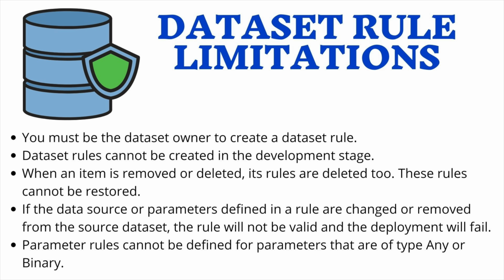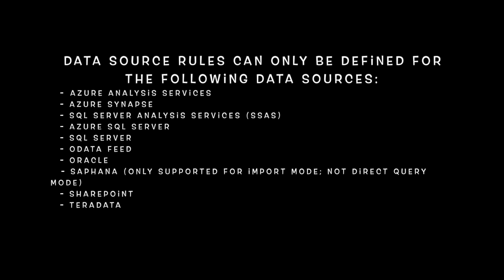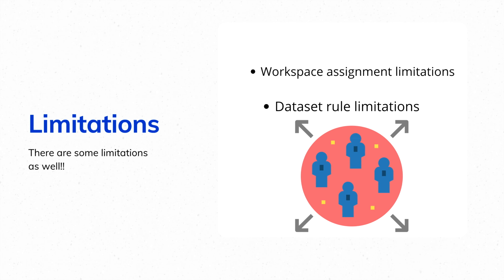Parameter rules cannot be defined for parameters that are of type any or binary. If you have any parameter of the type any or binary, we cannot define any rules for them. Also, data source rules can only be defined for Azure Analysis Services, Azure Synapse, SQL Server Analysis Services, Azure SQL Server, OData Feed, Oracle, SAP HANA, SharePoint, and Teradata only, as of now while I'm recording this video. Maybe in future there will be others, but not now. So these were the limitations for the workspaces and the datasets.